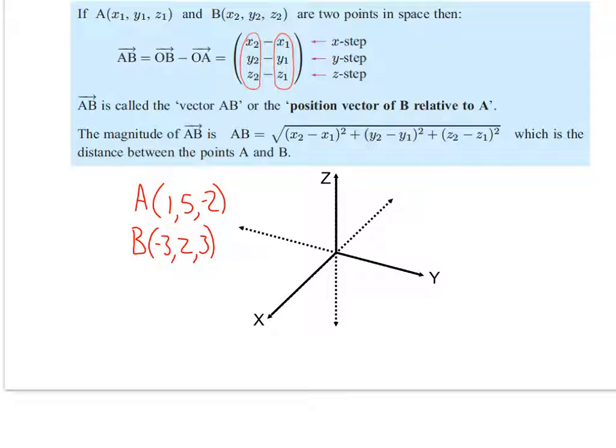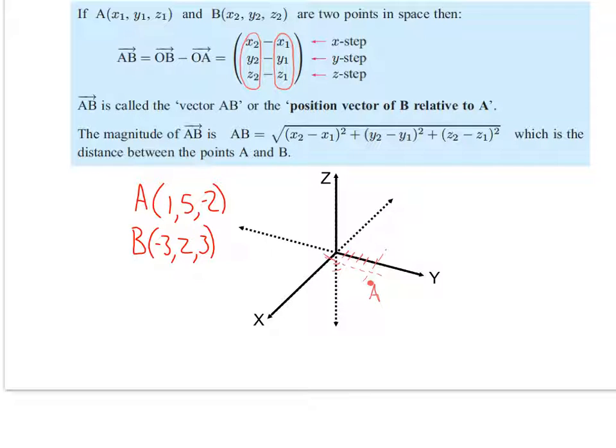And I can sketch this real fast here. A is the point (1, 5, -2). So here, there's 1, 5, and then I go down 2. So there's my point A. Once you get the hang of it, you don't quite have to write as many of those little dotted lines.